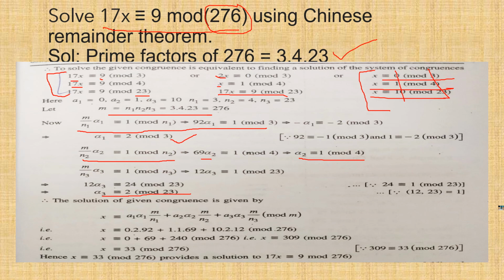When we get alpha 1, alpha 2, alpha 3, we can find the solution of this congruence using this formula: x is equal to a1 alpha 1 and so on. This is the formula to calculate the solution. Putting in all the values, we get this solution, which represents the solution of this congruence.